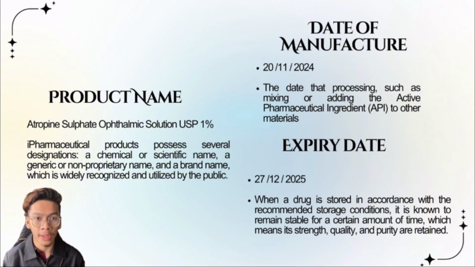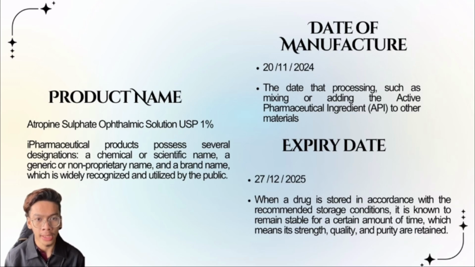Next, date of manufacture. The Atropine eye drops were manufactured on 2011-2024. This date signifies the completion of key processing steps, including the addition of the active pharmaceutical ingredient to other components, ensuring the formulation meets required standards.